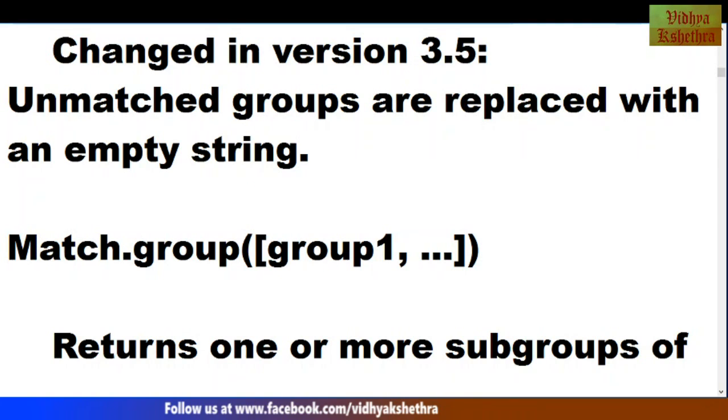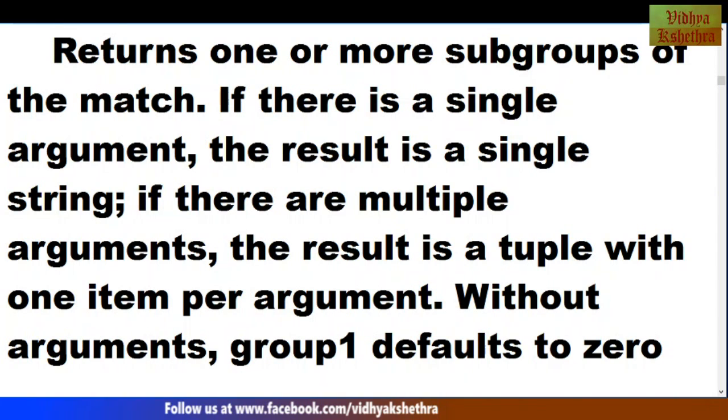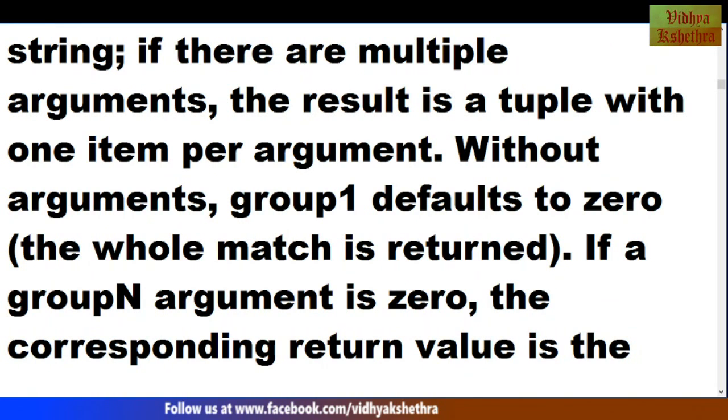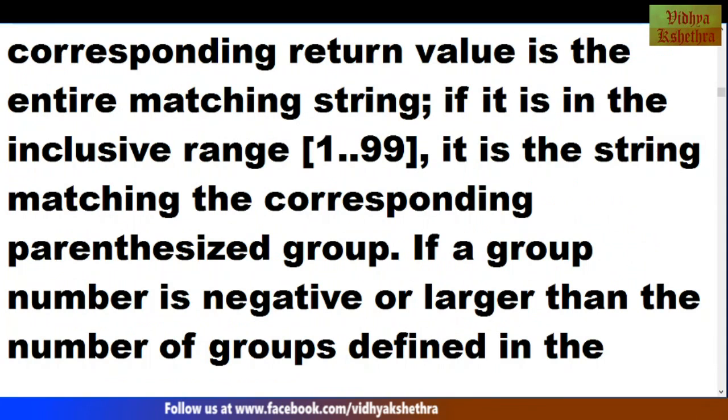Then there is match.group([group1, ...]). This returns one or more subgroups of the match. If there is a single argument, the result is a single string. If there are multiple arguments, the result is a tuple with one item per argument. Without arguments, group1 defaults to 0. That is, the whole match is returned. If a groupN argument is 0, the corresponding return value is the entire matching string. If it is in the inclusive range 1 to 99, it is the string matching the corresponding parenthesized group.